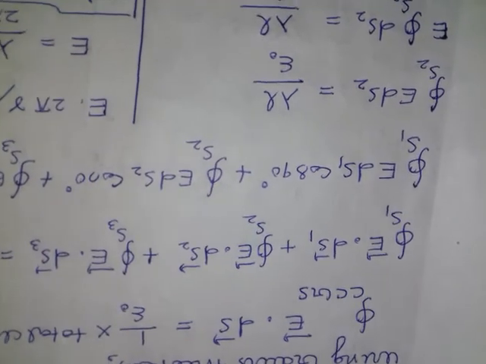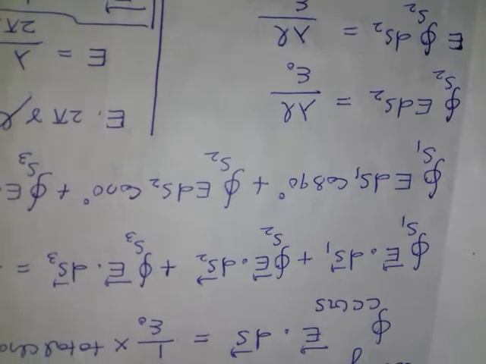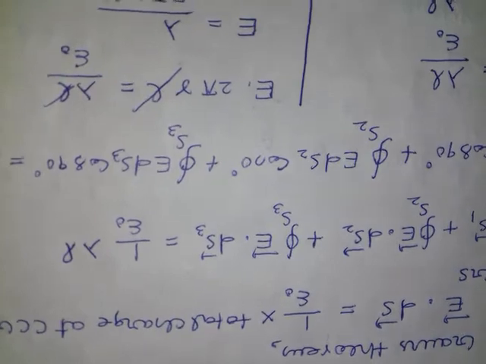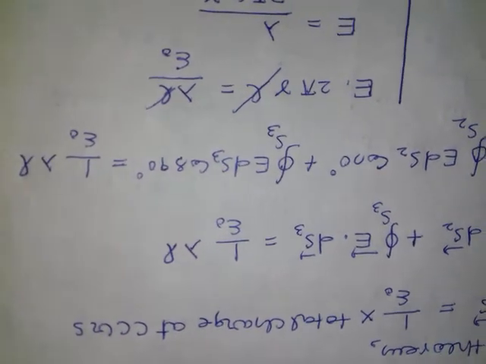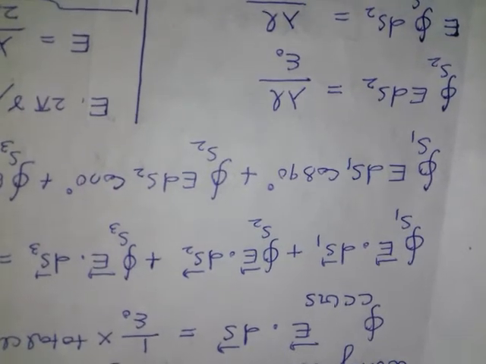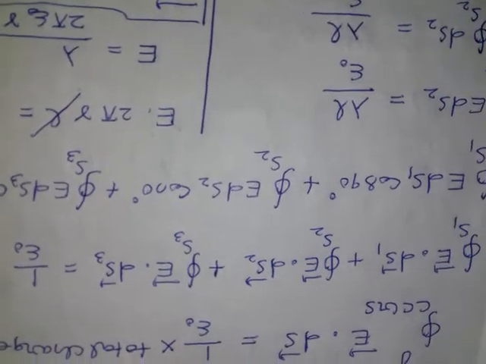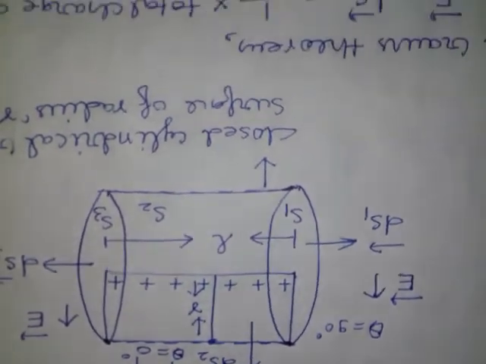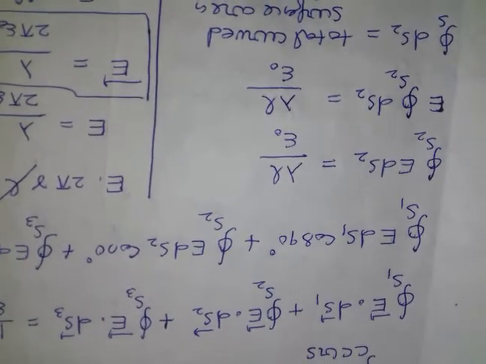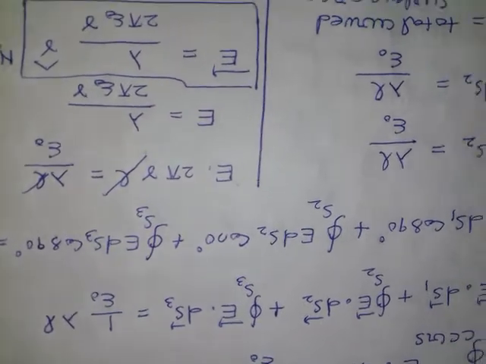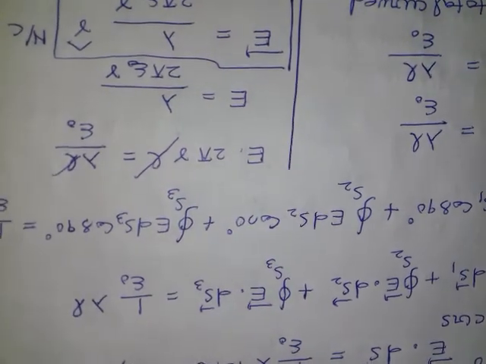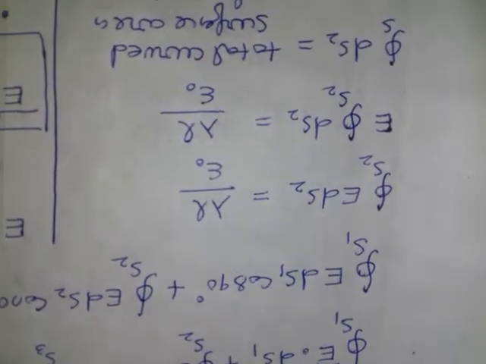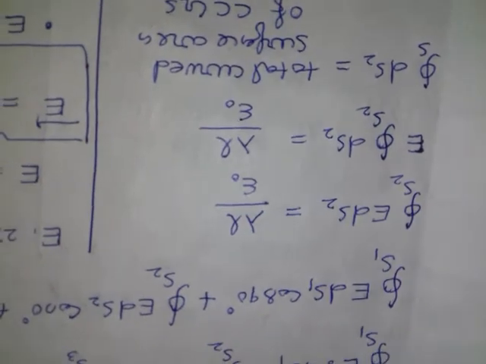Now, this is the integration over surface S1 of E dS1 cos 90, plus the integration over surface S2 of E dS2 cos 90, plus the integration over surface S3 of E dS3 cos 90, is equal to 1 upon epsilon naught lambda L. You see, there is no contribution of surfaces S1 and S3 in the flux. Flux passes only through the curved surface area of the cylinder, because you see cos 90 for S1 and S3, so the flux through S1 and S3 would be 0 and the flux through surface S2 would be non-zero, which is the integration over the surface of E dS2 is equal to lambda L upon epsilon naught.